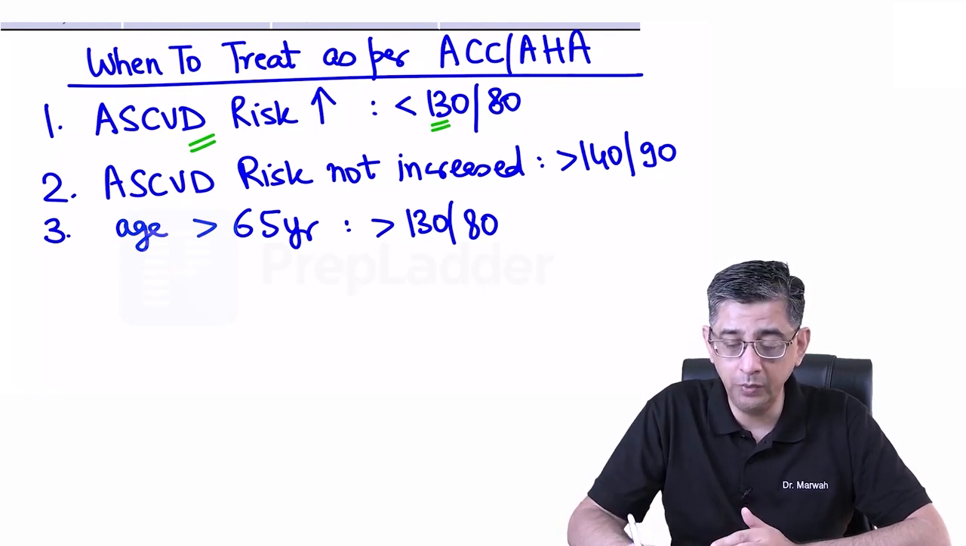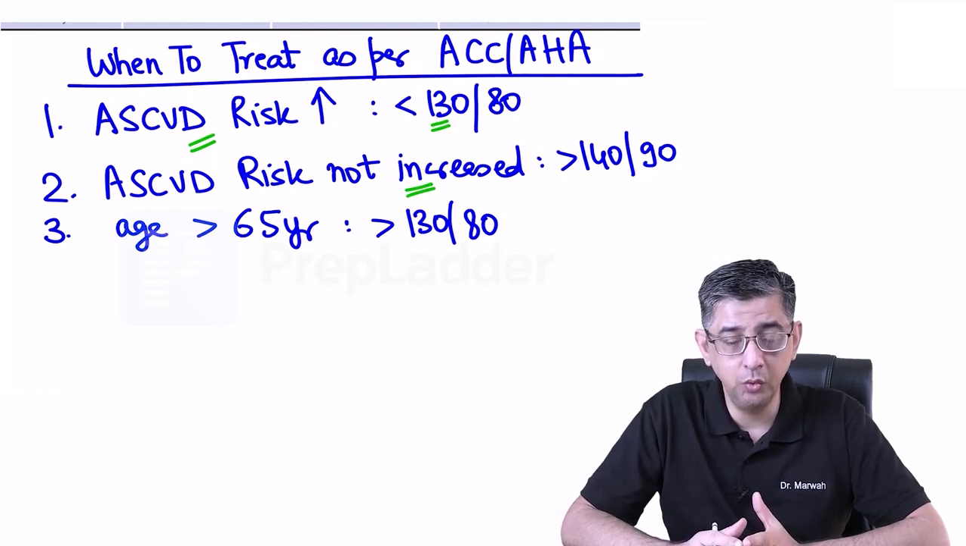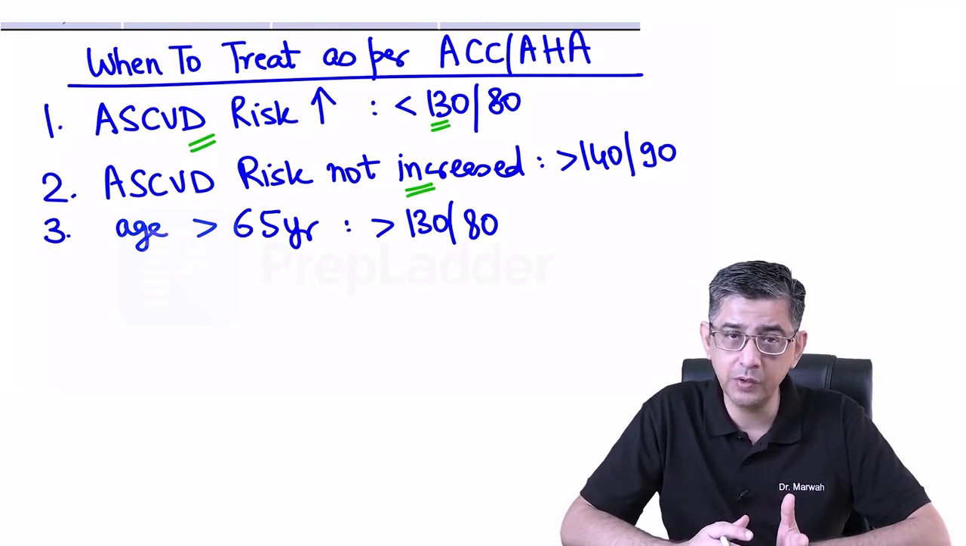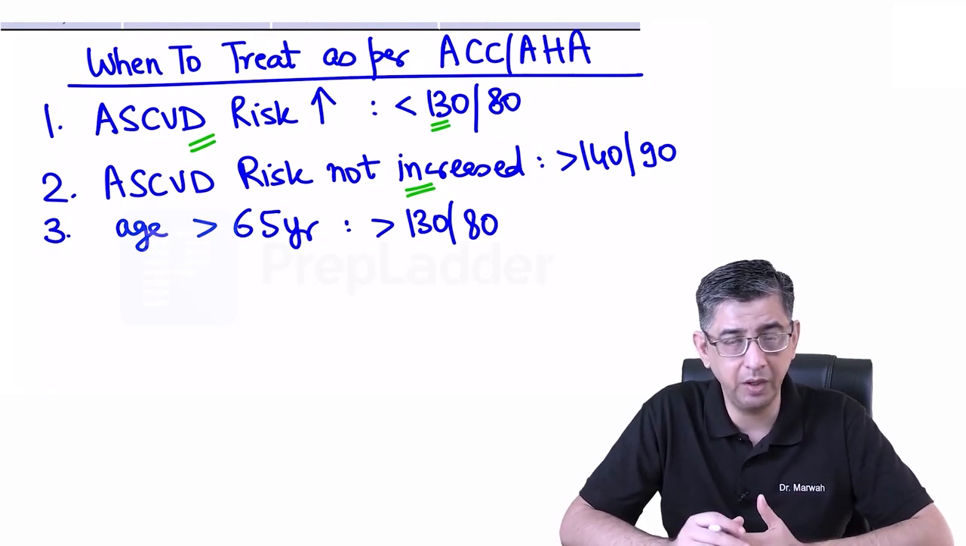For people in whom the risk is not increased, let me say he is a person who works with paramilitary forces, or he's a fit individual. He might be working in corporate. He goes for a run on a regular basis.